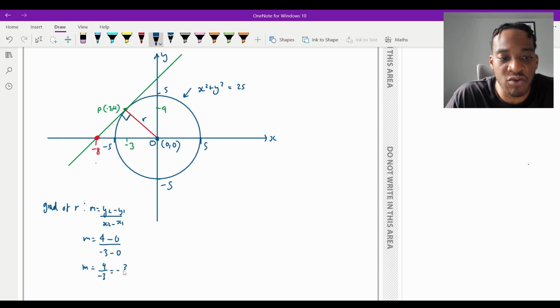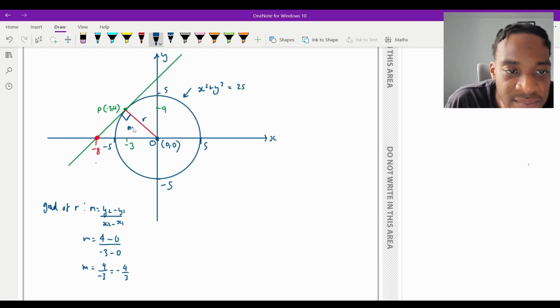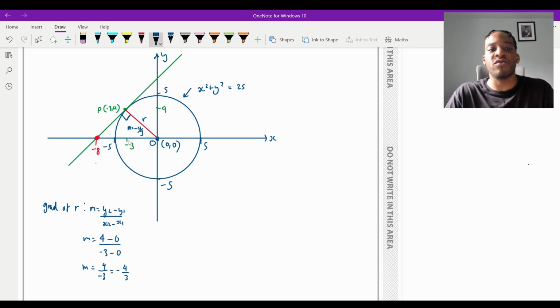Which is the same as minus 3 over 4? Sorry, no, it's not. I just meant to put the minus on the outside. It's the same as minus 4 over 3. Yeah, this is the gradient of the radius. So I'm going to say here that the gradient of this line M is equal to minus 4/3. This is the gradient of the red line.